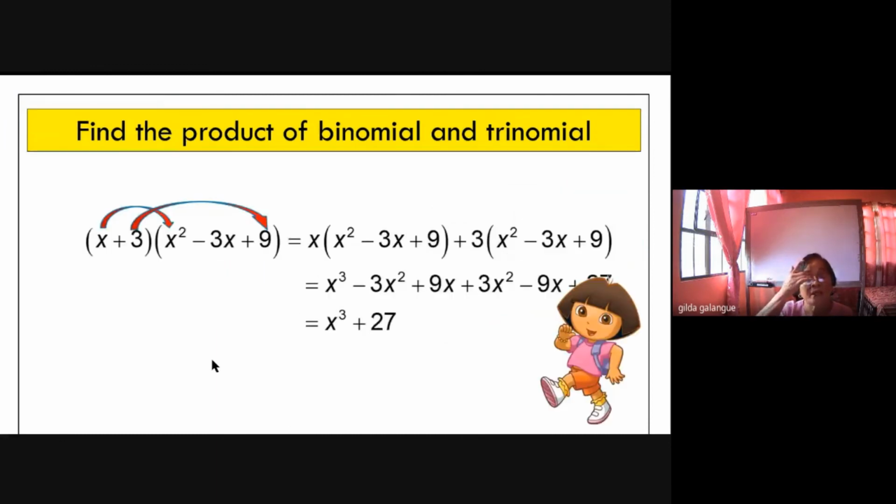So we have another number. So how do we arrive at the trinomial? X times x squared. Multiply the 2, change the sign. 3 times 3 is 9. Cube the first term, that is x cubed. Cube the second term, that is 27. So the answer is x cubed plus 27.